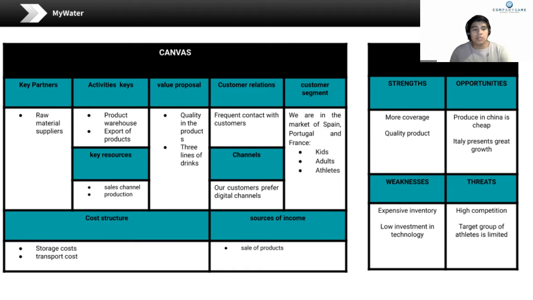SWOT. The analysis is divided into strengths: more coverage, entering other countries, quality products. Opportunities: produced in China is cheap, and Italy presents great growth. Weaknesses: expensive company inventory, low investment in technology. Threats are high competition, different prices, and the target group of athletes is limited.